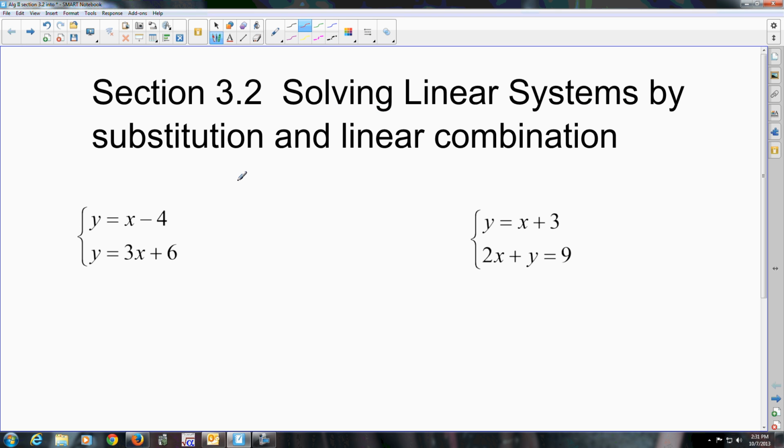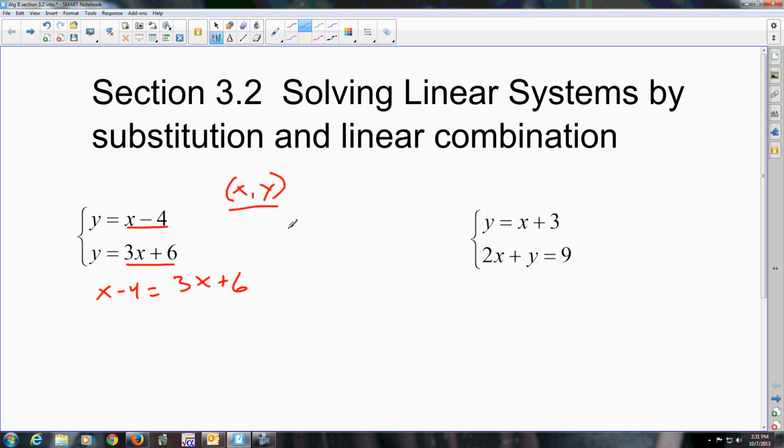What you need to keep in mind when you're doing these is you're looking for the coordinate where the two lines touch. Assuming that's true, this x is the same x in both of them, and that y is the same y in both of them. So if in this equation your y is worth this much, and in the other equation the same y value is worth this much, then these things have to be equal to each other. x minus 4 is equal to 3x plus 6.